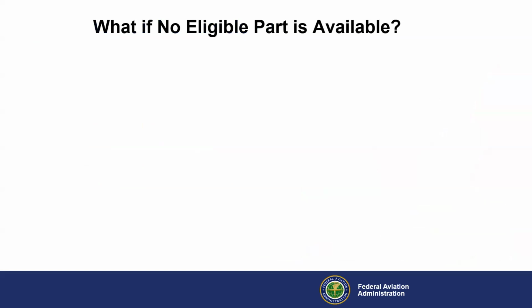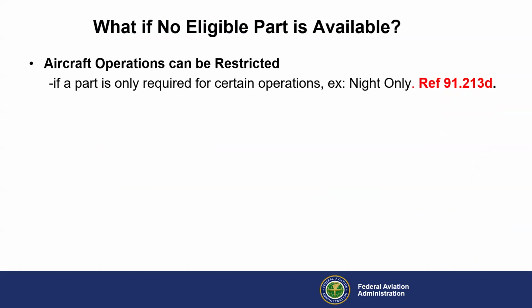So suppose you don't have an eligible part. What are some of your options? Well, operations can be restricted. For instance, maybe the part is only required for night only. And the reference for that is 91-213D.